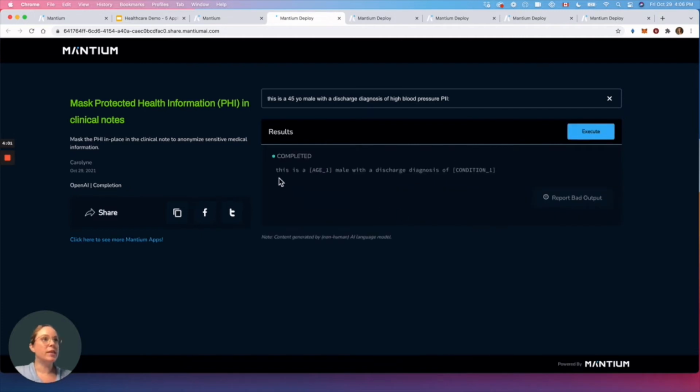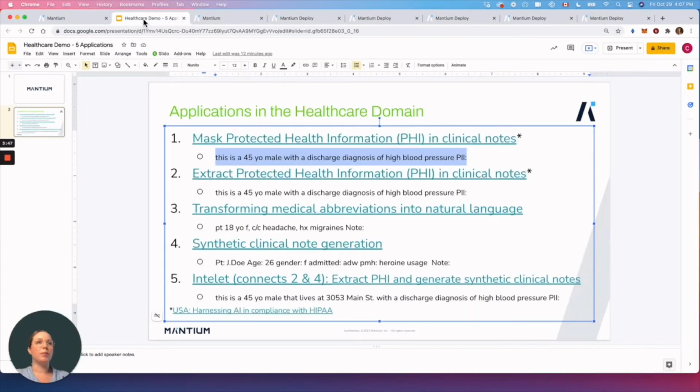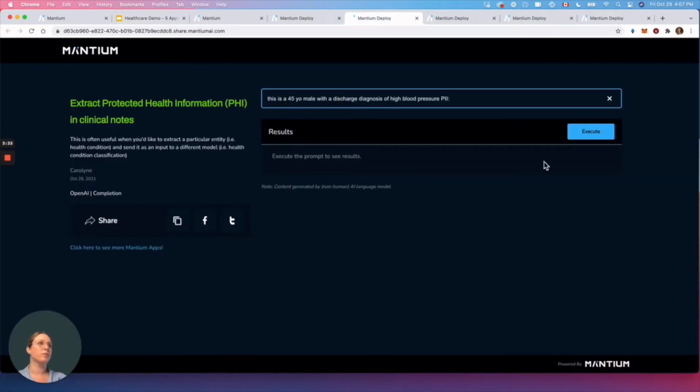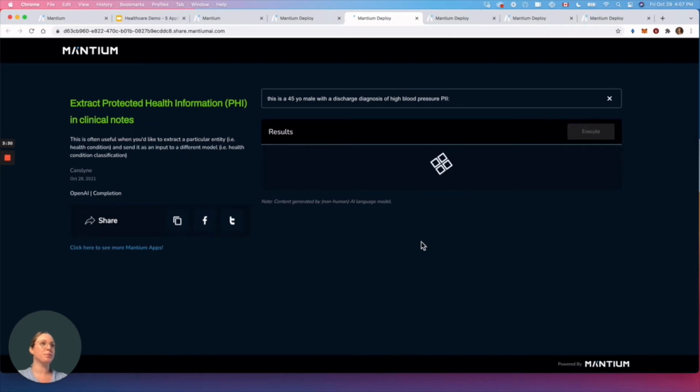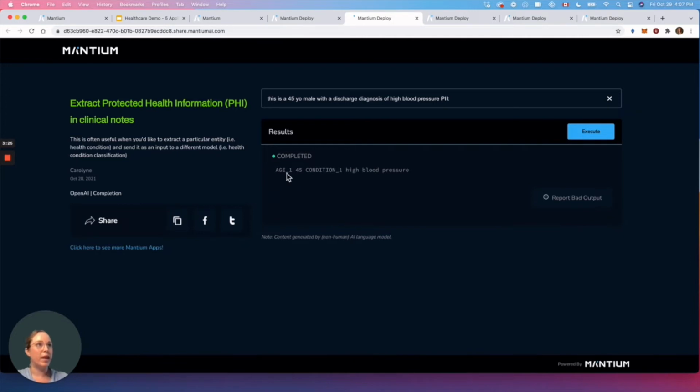Great. So you can see here that the PHIs were masked in place. So the age and the condition was masked in place. The next application is, rather than masking the PHI, we are going to extract the PHI. And the goal, again, is to be able to pass this on to a different model potentially. Great. So here we have the age, 45, and the condition, high blood pressure.